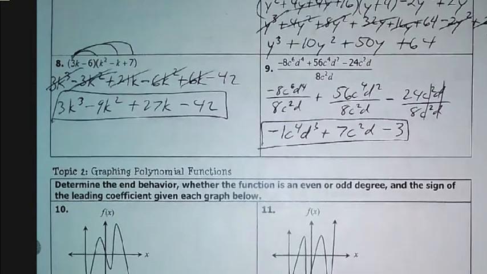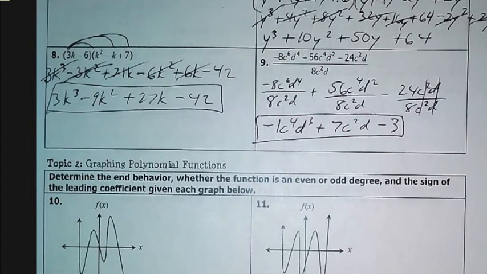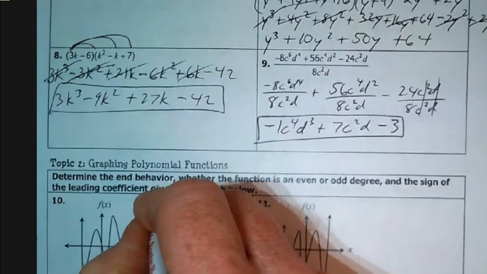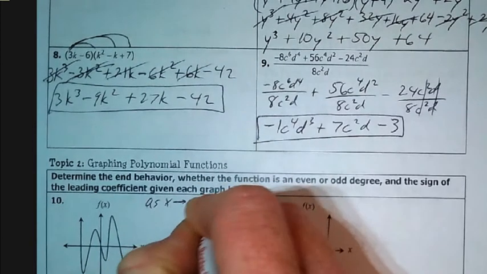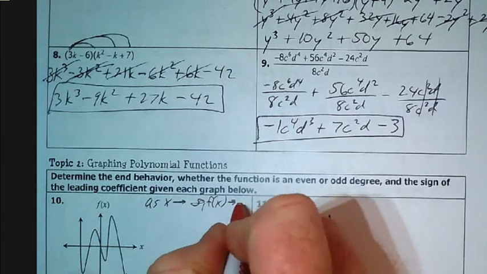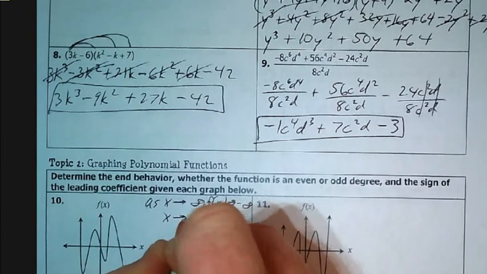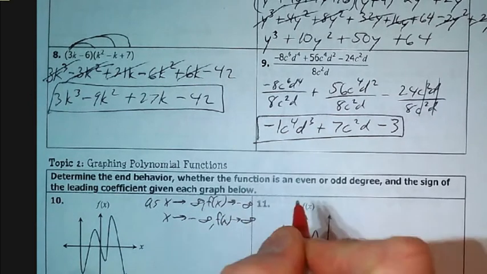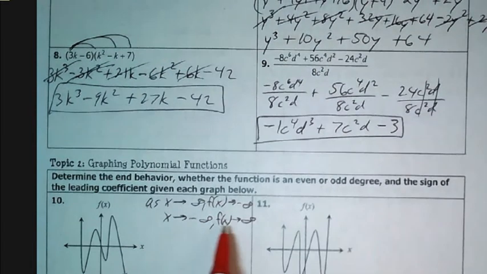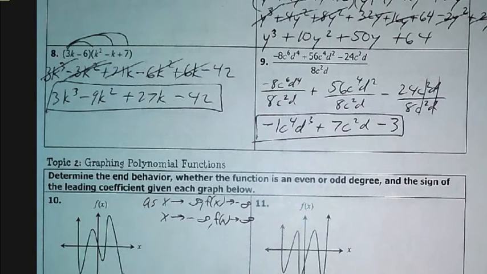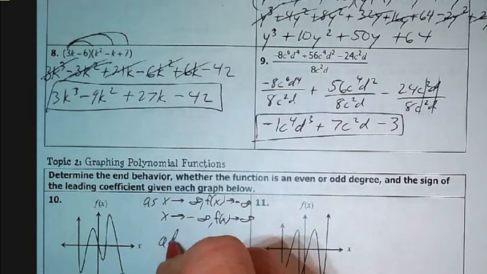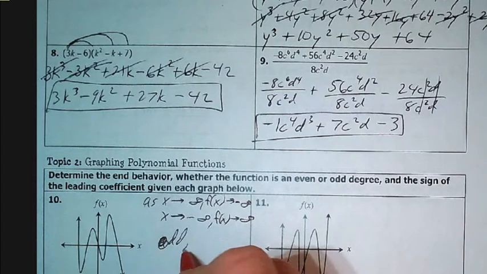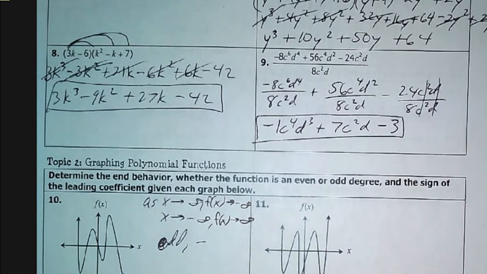Alright, number 10. Determine the end behavior, whether the function is even or odd, and the sign of the leading coefficient given each graph below. Alright, so end behavior. As x goes to infinity, f of x in this problem goes to negative infinity. As x goes to negative infinity, f of x goes to positive infinity. Now, if I ask you to do that, I will write this out and you'll just be filling in the blanks. Alright, it is odd because it goes up to the left, down to the right, and negative. If it goes opposite directions, it's odd.